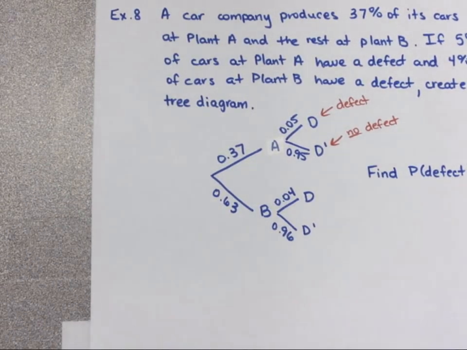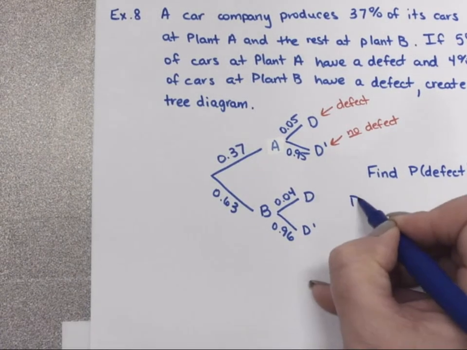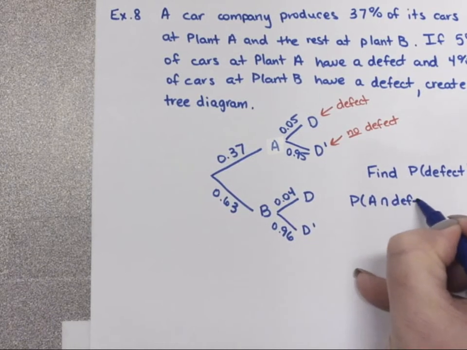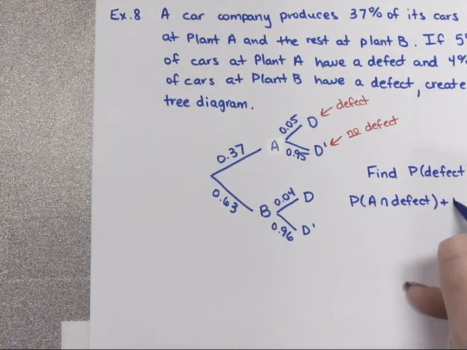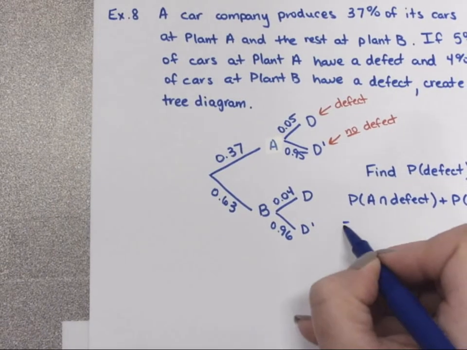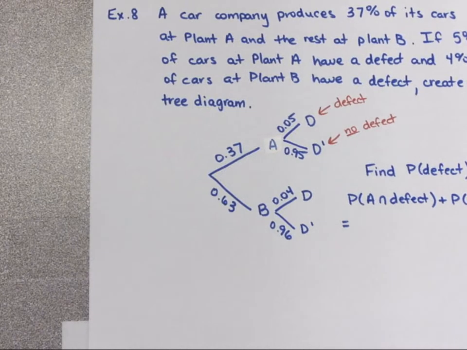Okay, so how many different possibilities are there? Kind of 2, right? We want the probability of Plant A and the defect, but the car also could have come from Plant B, and it also could have had a defect. So Plant A and defect, think of it like 2 levels in the tree diagram.